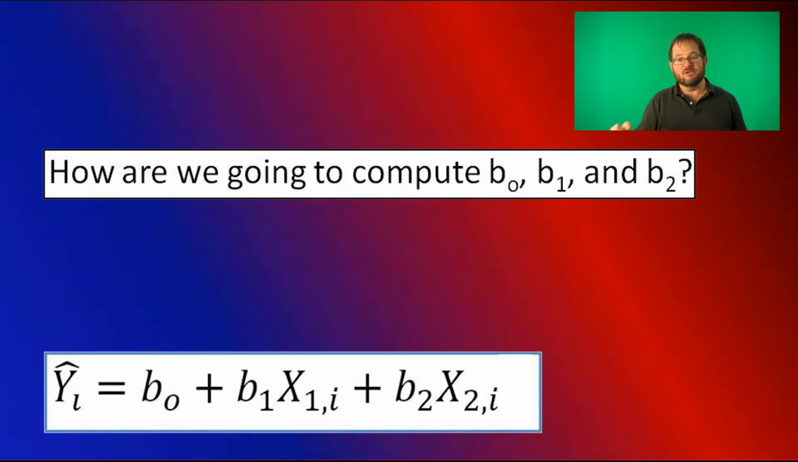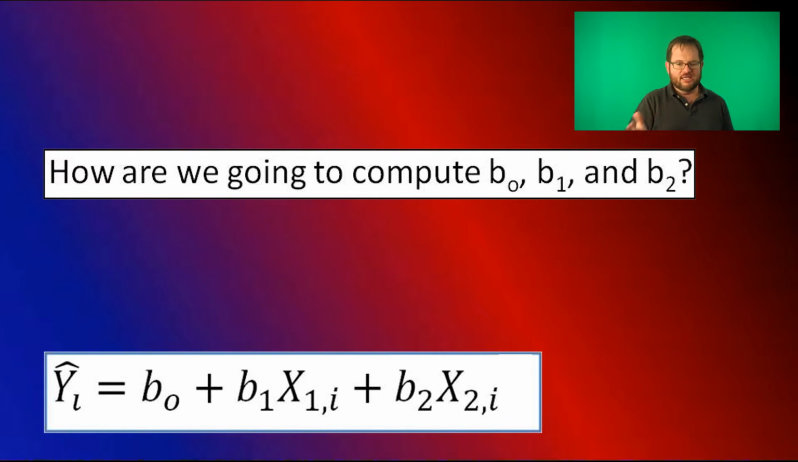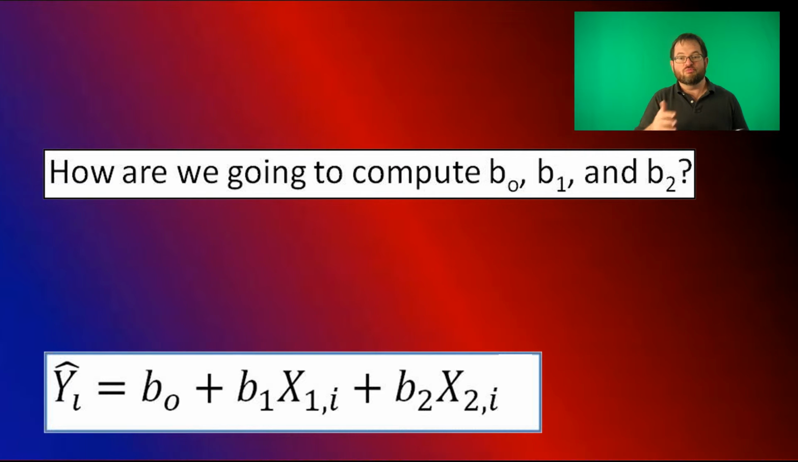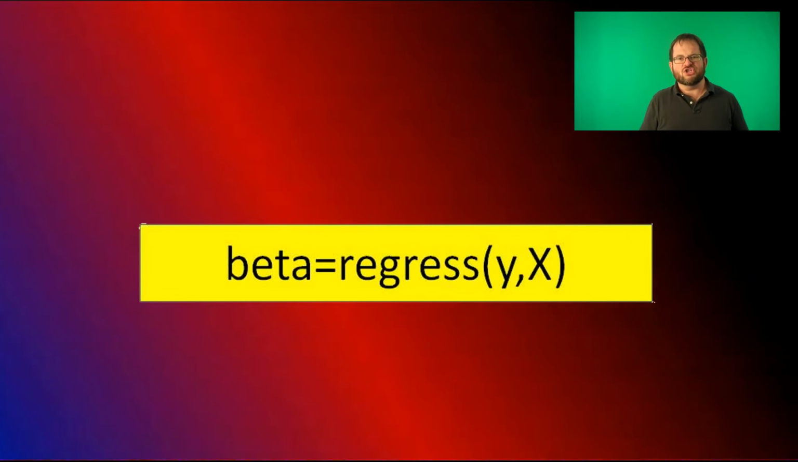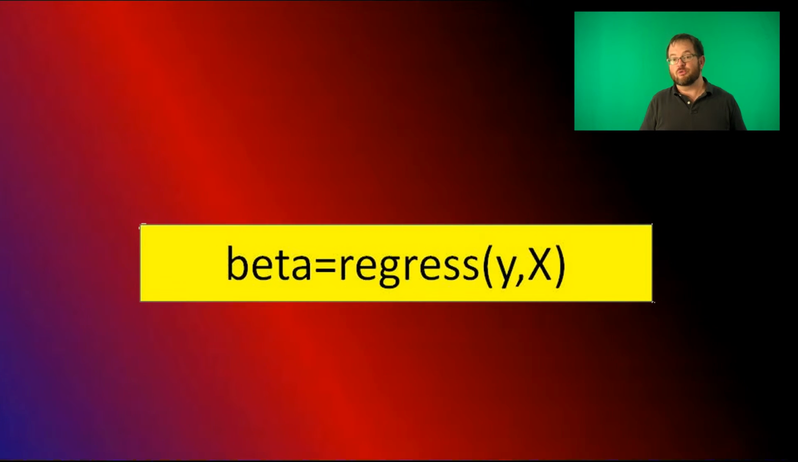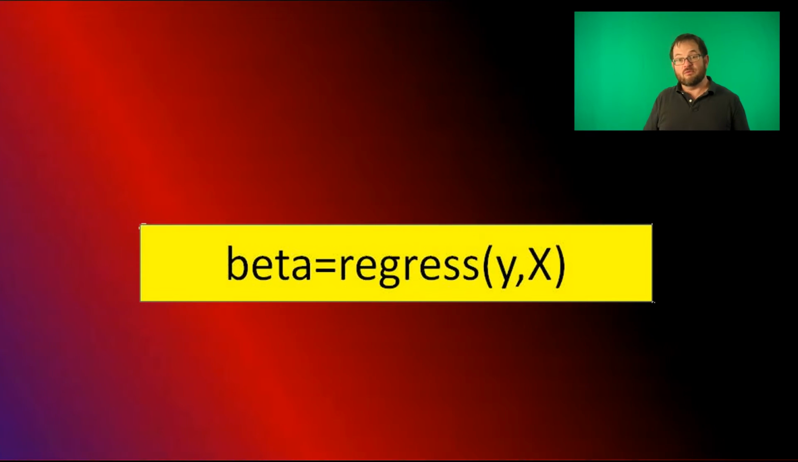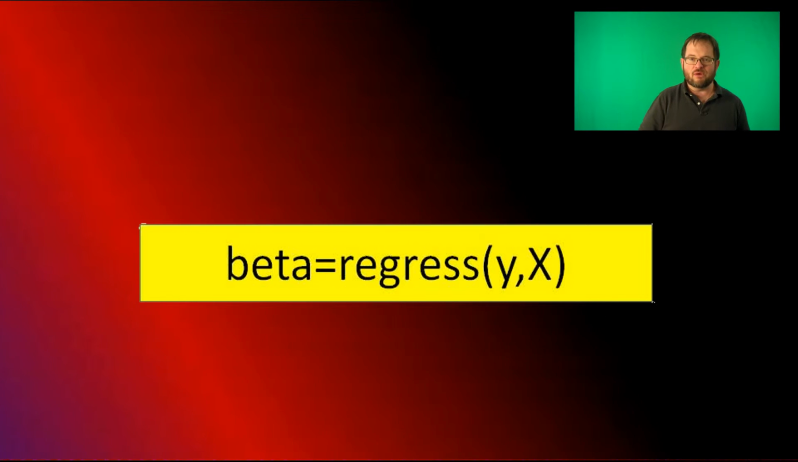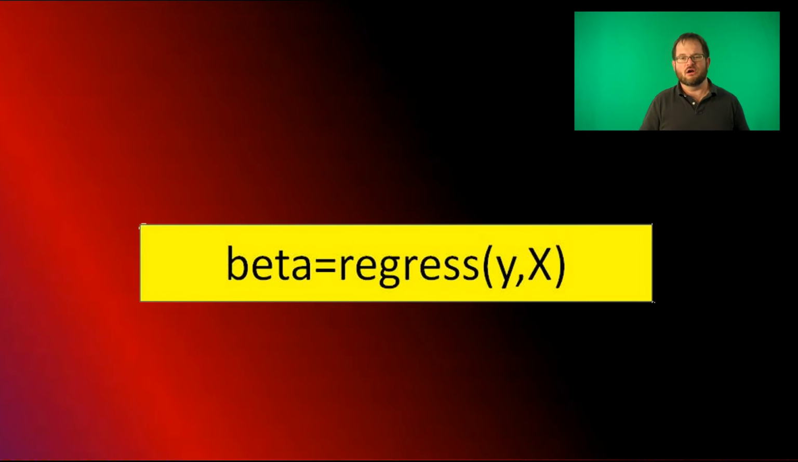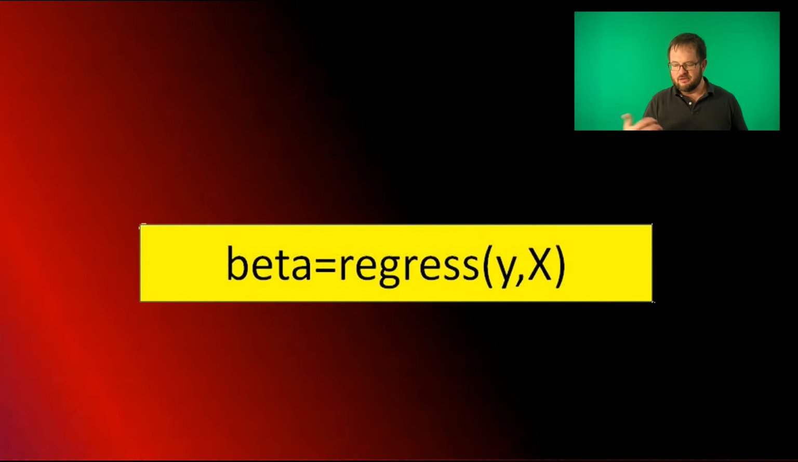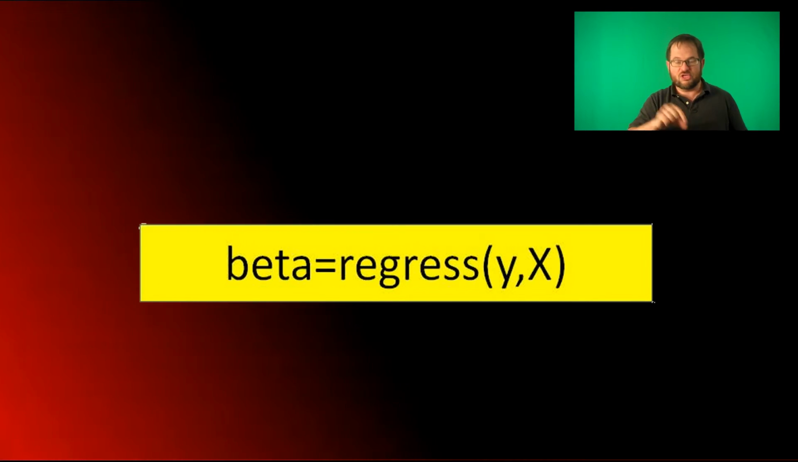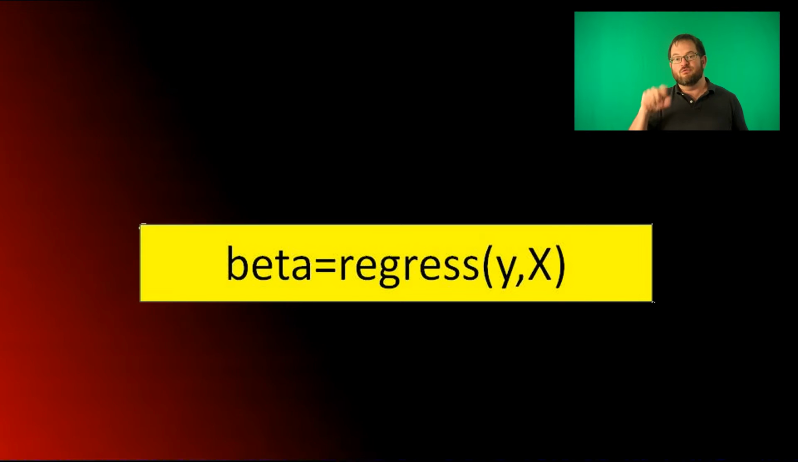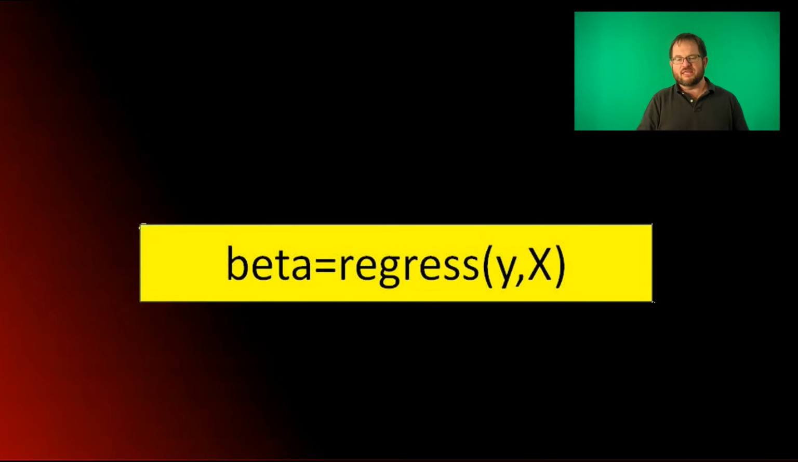Now the question I want to figure out is, how are we going to actually get this B0, B1, and B2 so I can actually make a statistical model based on some independent variables to predict our dependent variable? Well, there's a nifty function that we're going to work with, called regress. Now, you might remember when we did linear regression, we used polyfit as our function. In fact, polyfit is equivalent to using regress when you only have one independent variable, but we'll get there.